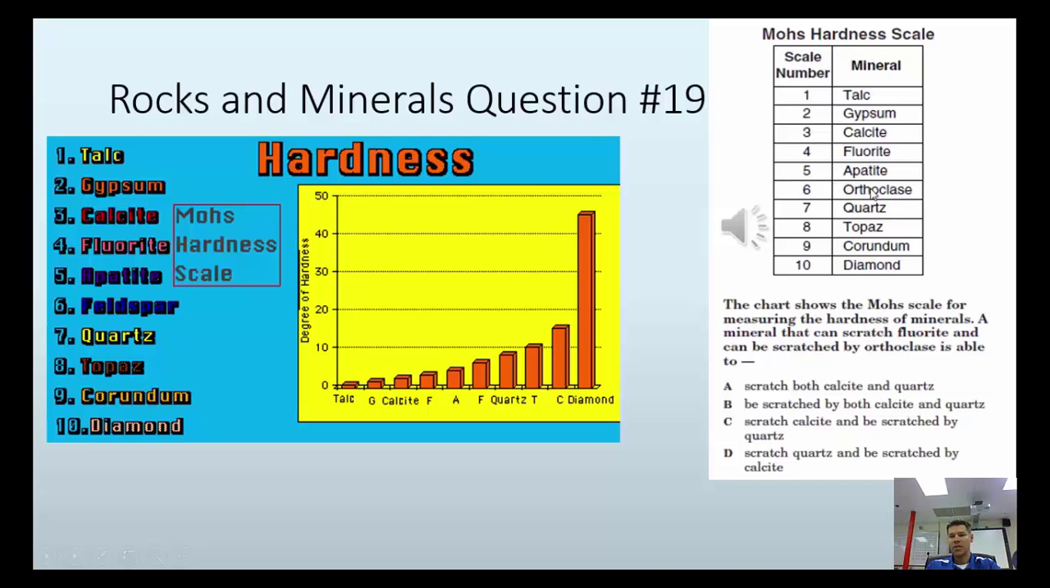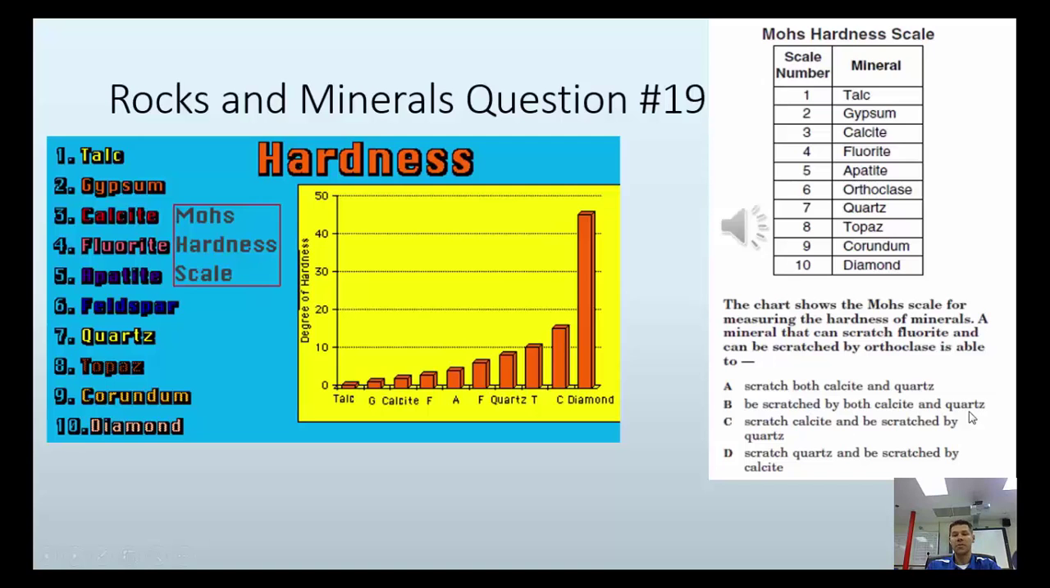Once you know the mineral they're talking about in this question is 5, apatite, you'll be able to answer the question. So, a mineral that can scratch fluorite and be scratched by orthoclase, apatite, is able to A, scratch both calcite and quartz. Can apatite scratch calcite? Yes, because apatite has a hardness of 5, calcite has a hardness of 3. Can apatite scratch quartz? No, because quartz is a harder mineral.